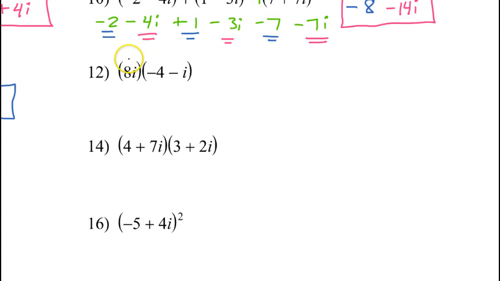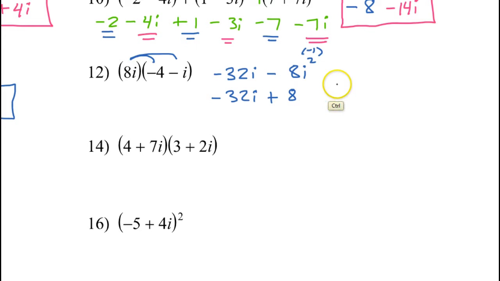Similarly, on number 12, little distributive property here, and so I'm going to get negative 32i, and then minus 8i squared. Right, this i squared is really negative 1, so that's going to give me negative 32i plus 8, because negative 8 times negative 1 is positive 8. But then I will switch these around, so my final answer will be 8 minus 32i, in that order.